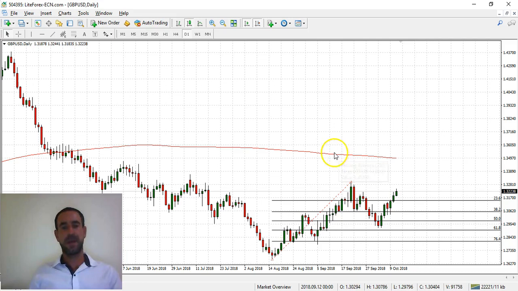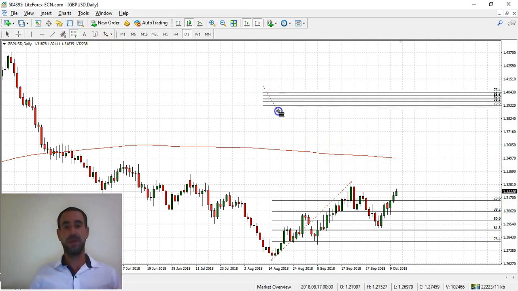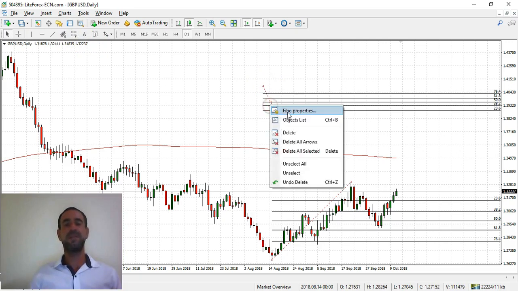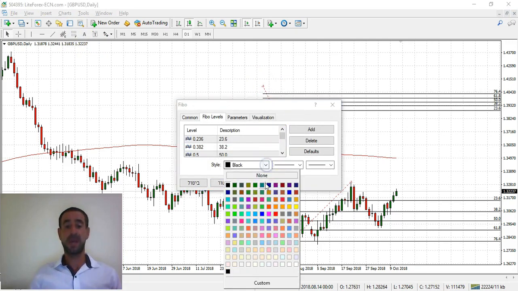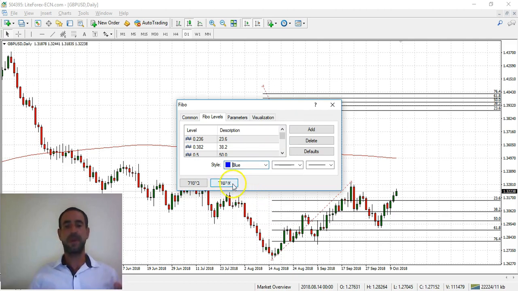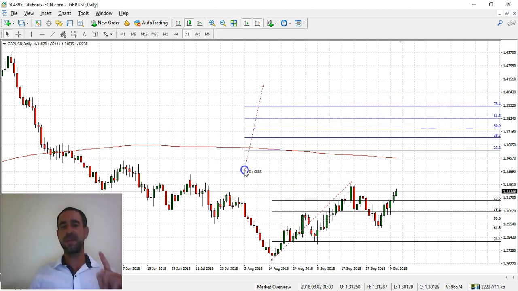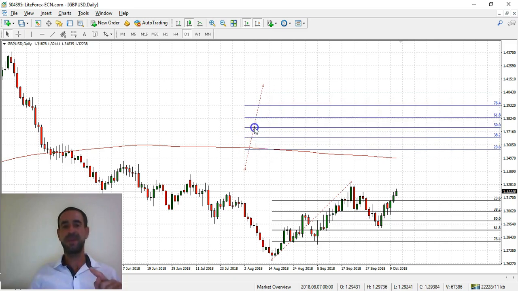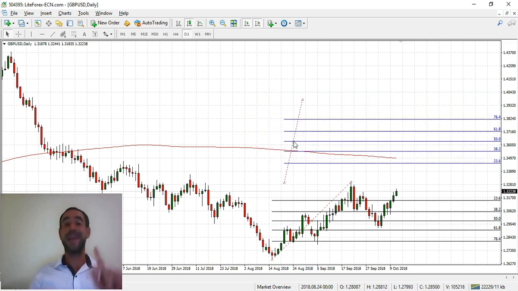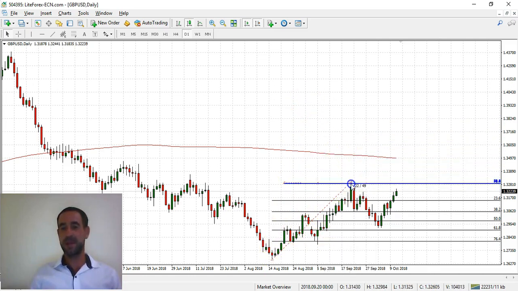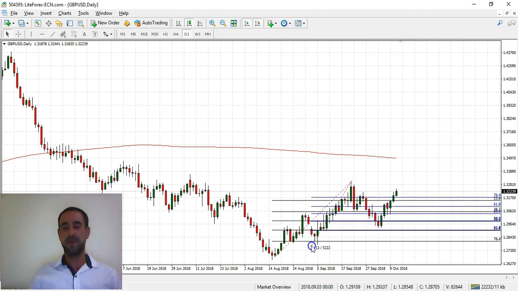Then I do a second measurement. Let's bring again the Fibonacci. This time we will give it a different color, say blue. And you're going to do the same measurement, this time only on the last segment. So we have 3 segments here. This time what I'll do is I'll apply the same measurement. These are the same levels, but only on this 3rd segment, the last segment.